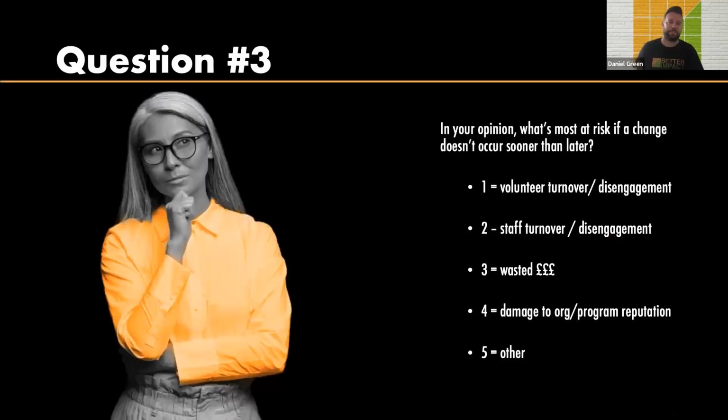On to question 3. In your opinion, what's most at risk if a change doesn't occur sooner rather than later? Number 1, volunteer turnover and disengagement. Number 2, staff turnover and disengagement. Number 3, is it wasted money? Number 4, damage to the organisation's or program's reputation, or is it something else at number 5? 1 and 2, yep, volunteer turnover, staff turnover, and disengagement, obviously. Number 1 wins hands down on question 3.